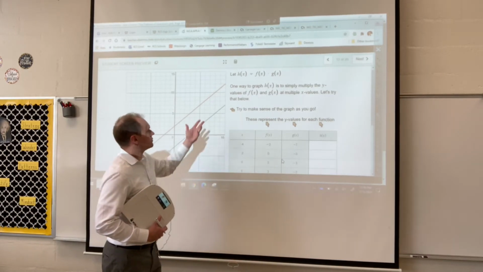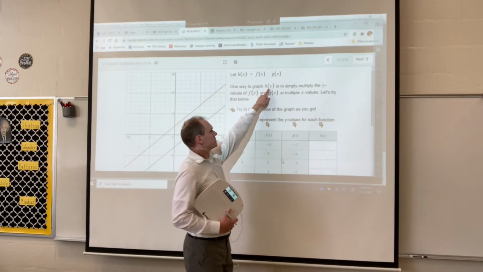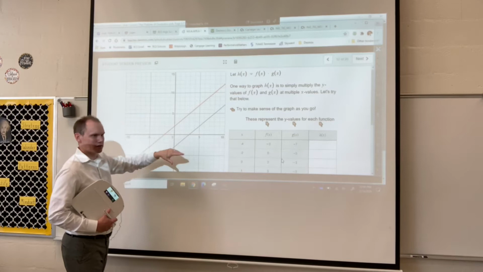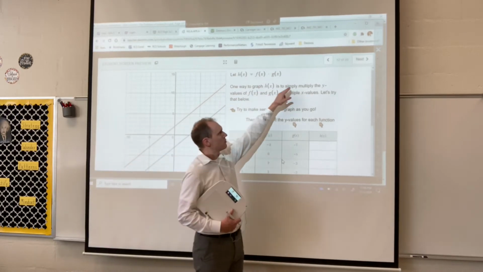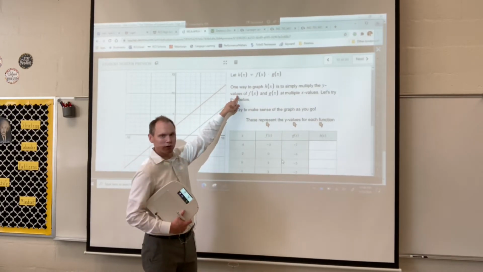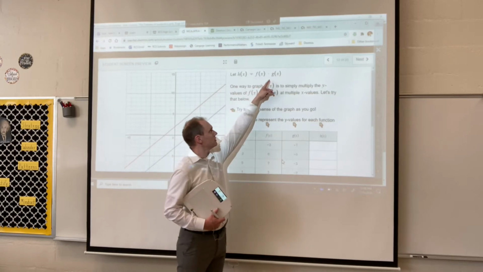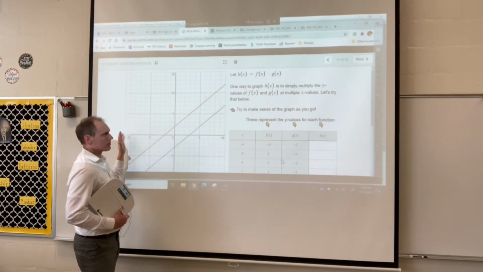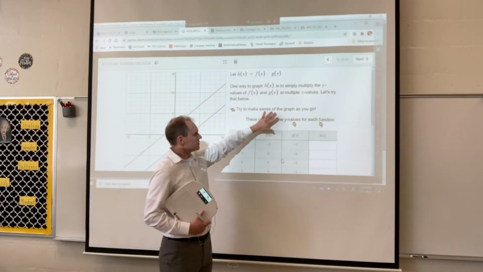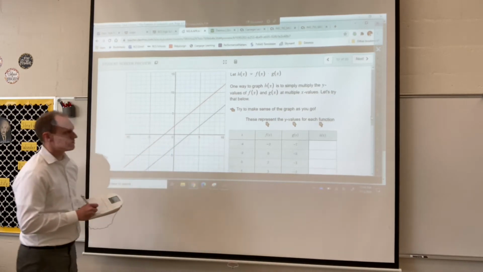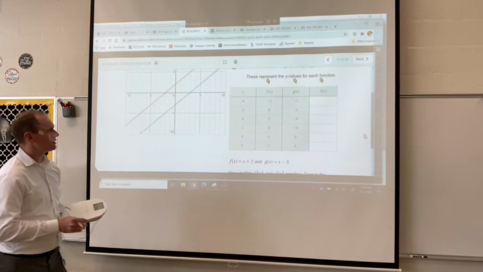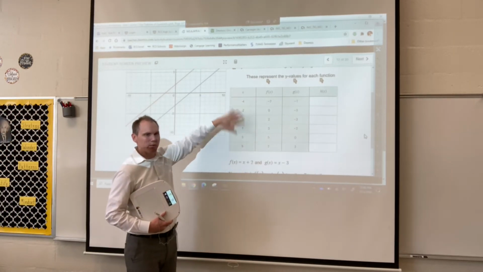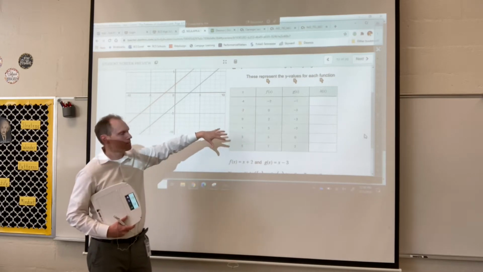So one way to actually graph h of x, this new function that we're going to get by multiplying these two functions together, is to simply multiply the y values of f and g at multiple x values. So let's try this below and see if we can make sense of this. So I've picked some x values to work with. I've just randomly picked these. These are not special in any way.